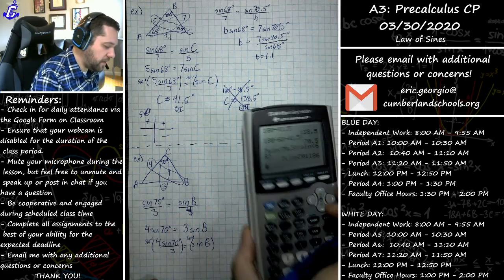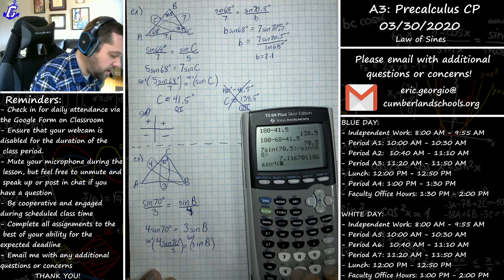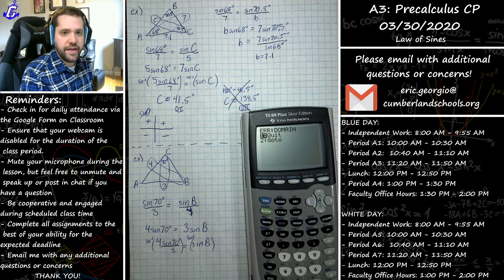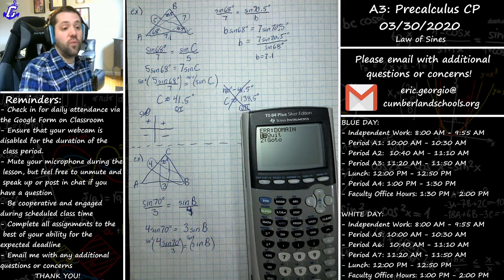Again, we're just going to pull out our calculator. We're going to do the sine inverse of 4 times the sine of 70 divided by 3. I hit enter, and oh, yikes. Error. Well, why is there an error?